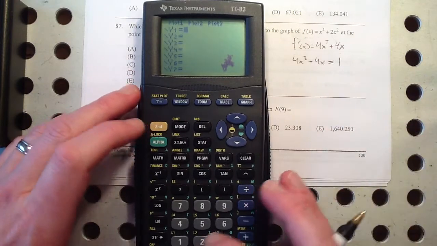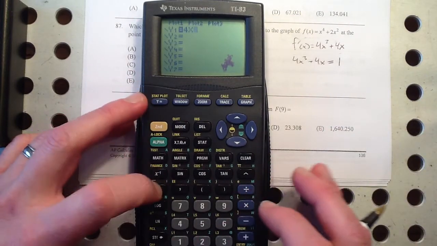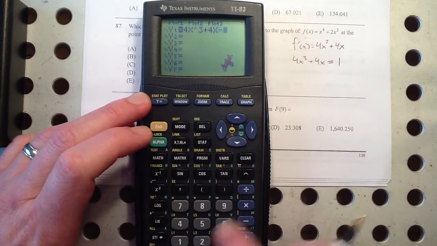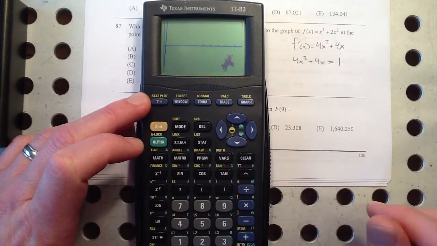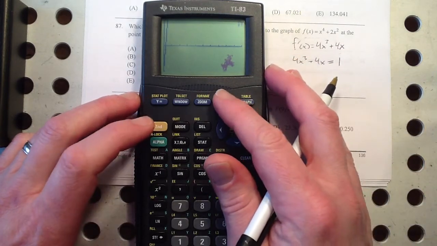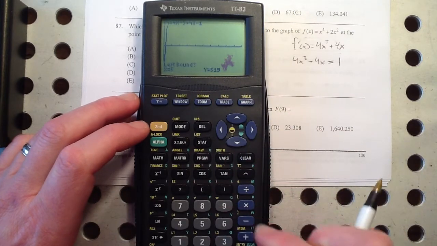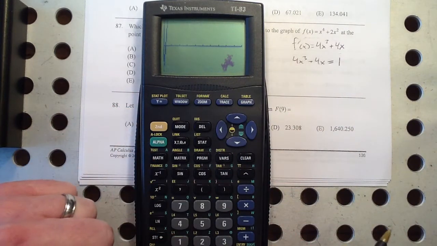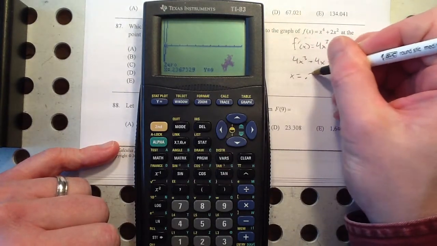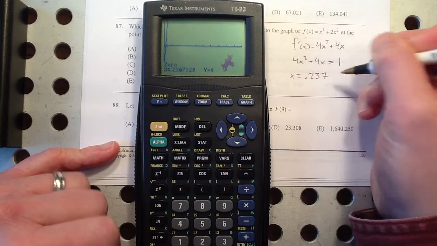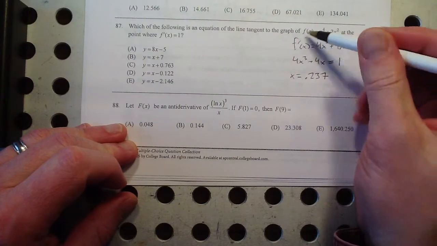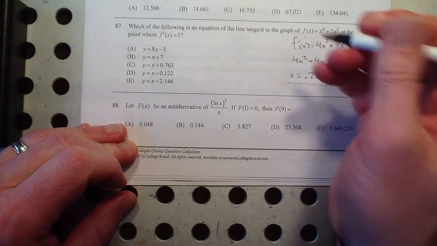So let's see, 4x cubed plus 4x. I'll subtract the 1 to the other side, and it looks like it's right there. So second, calculate zero of that. Looks like it's between 0 and 1. So that happens at x equal to 0.237. Okay? So I want to find the tangent line when x is equal to this.